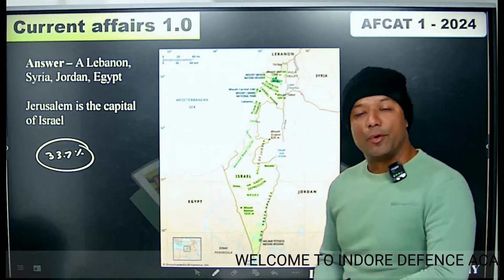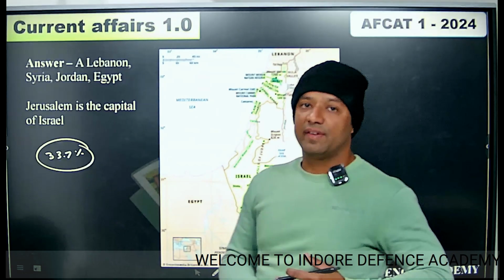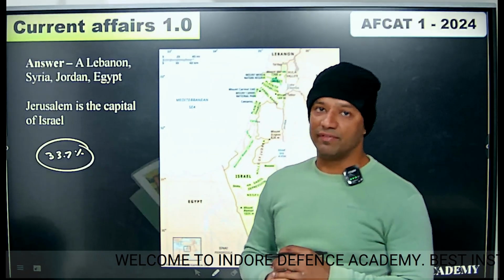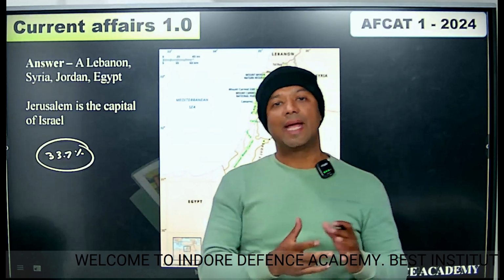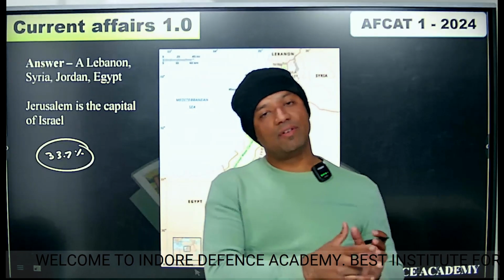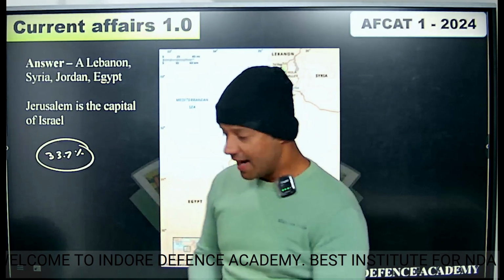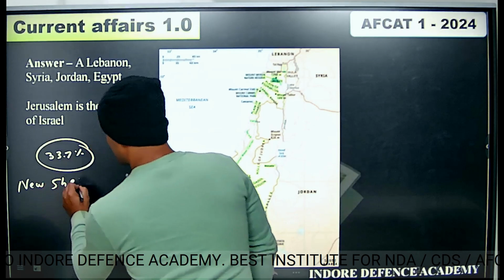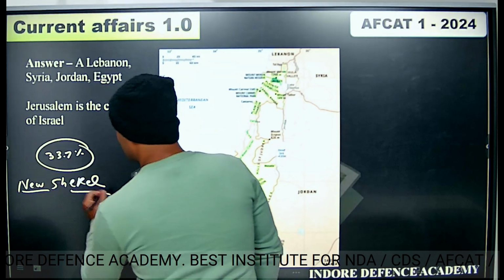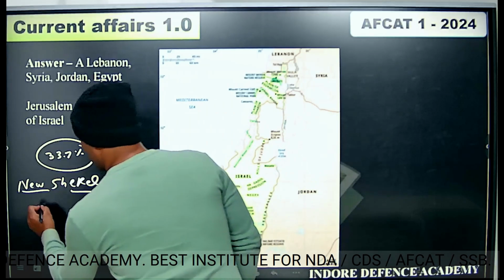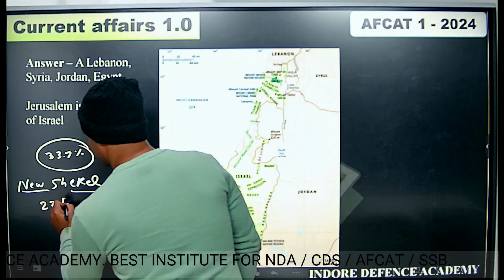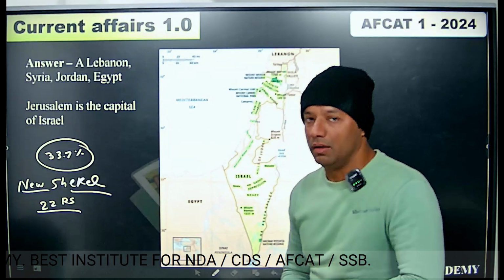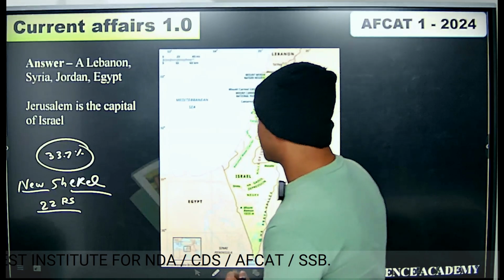Jerusalem is the capital city of Israel. Another important city of Israel is Tel Aviv, which is like Mumbai for India. And the currency is the new shekel. The value is approximately 22 rupees currently. So the currency of Israel is the new shekel. I hope you understand this question very well.